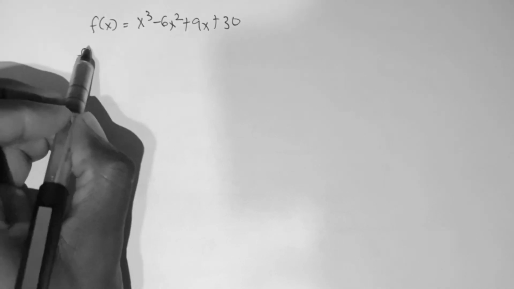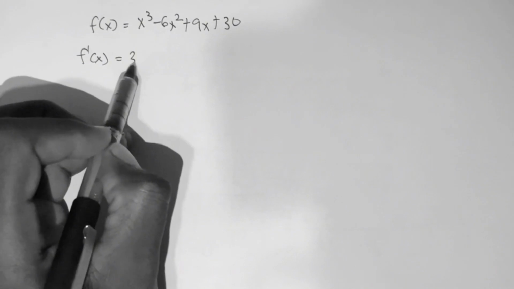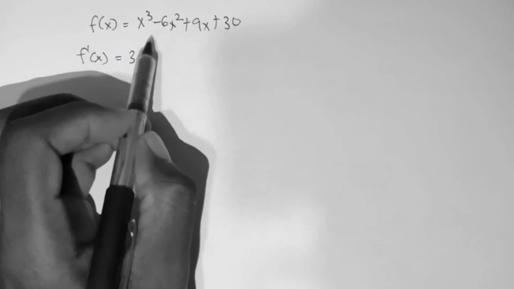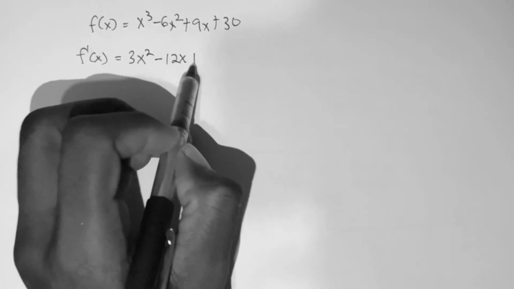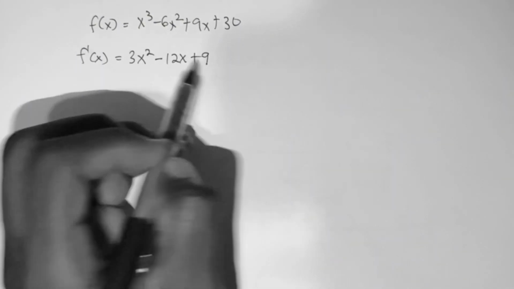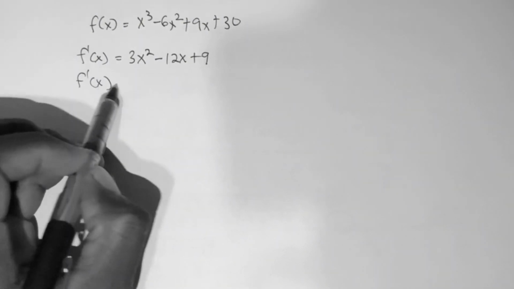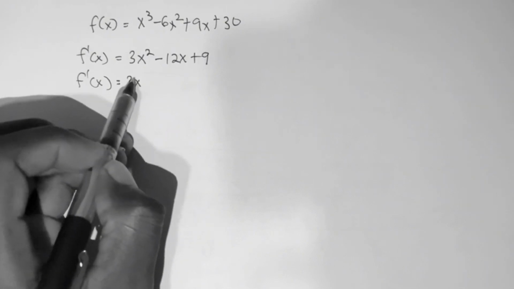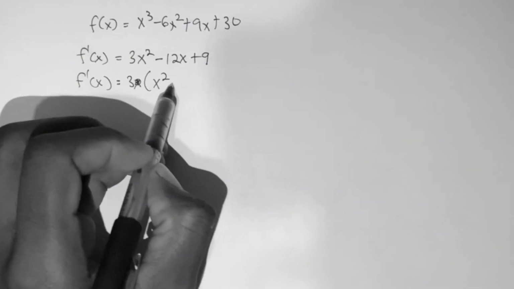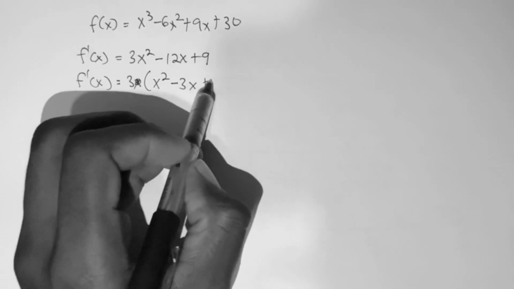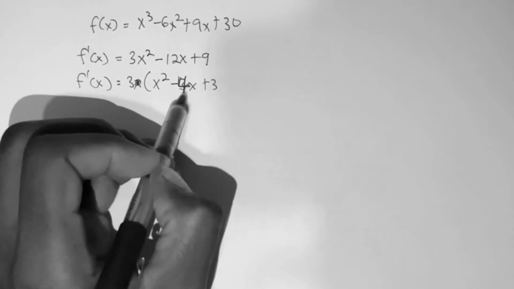So now we need to find f prime of x, and that is equal to, if you differentiate x cubed, we get 3x squared. If you differentiate 6x squared, we get minus 12x. If you differentiate 9x, you get plus 9. And if you differentiate 30, it is 0. So f prime of x, let's factorize 3 out. So it becomes 3 times x squared minus 3x plus 3. Sorry, minus 4x plus 3.